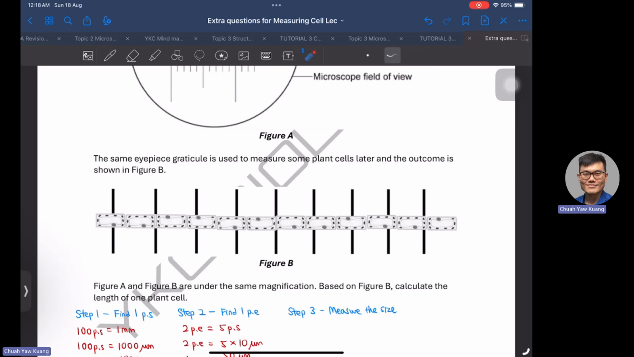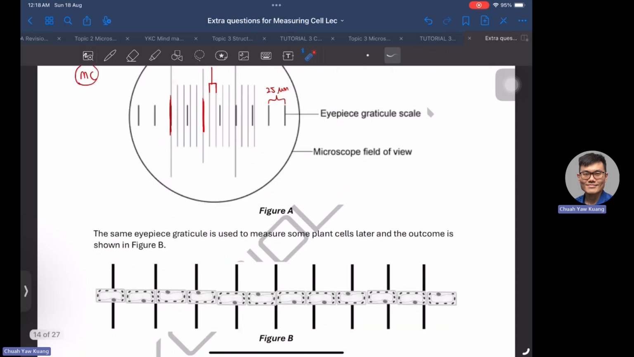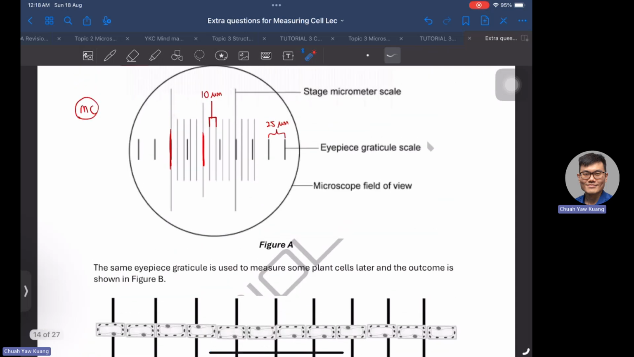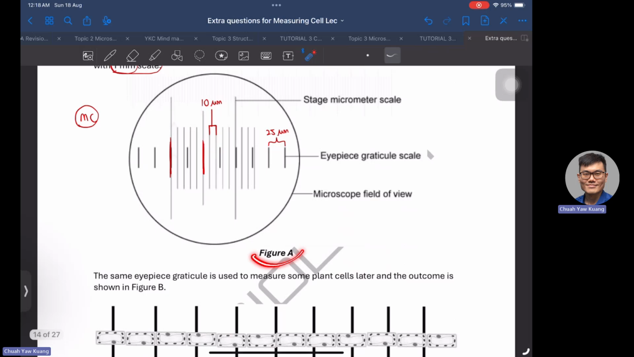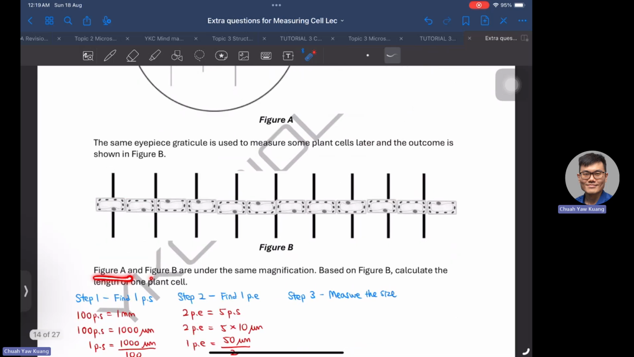But what they do is they show us figure B. For figure B, this is the eyepiece reticule, or this line is actually the scale of the eyepiece reticule. Based on this question, you can see figure A and figure B. Figure B is showing the eyepiece reticule, and it is the same eyepiece reticule. Figure A and figure B are under the same magnification.